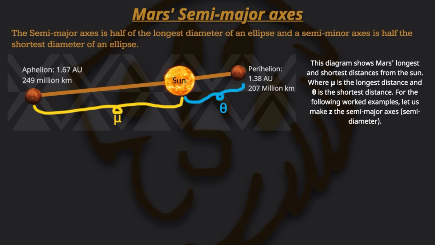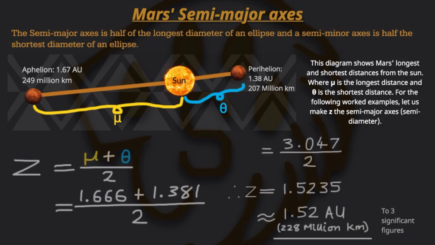And you can see the values there: 1.38 astronomical units, which is 207 million kilometers, for the perihelion, and 1.67 astronomical units, or 249 million kilometers, for the aphelion. And we're going to make Z our semi-major axis for the following calculation. So as you can see, we have our Z, the semi-major axis, which is equal to the sum of the aphelion and the perihelion over 2.